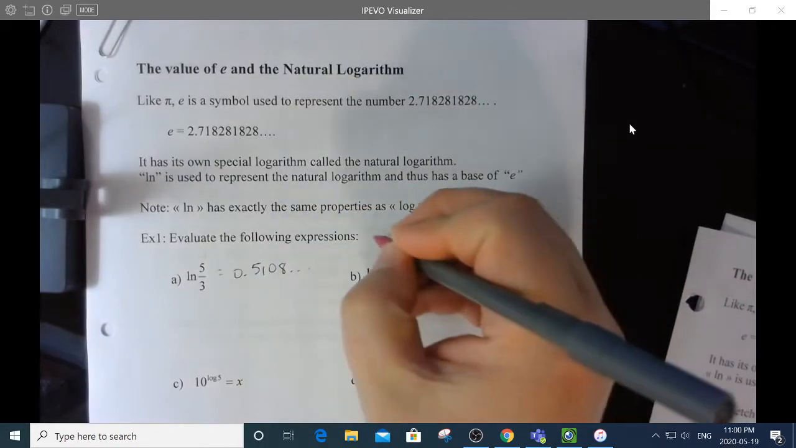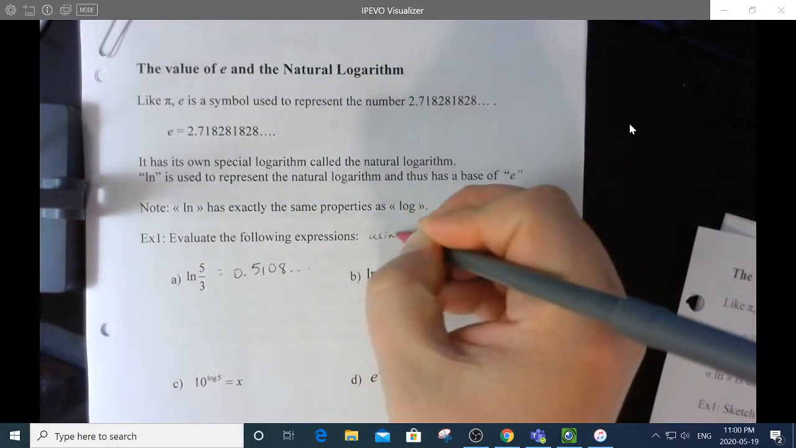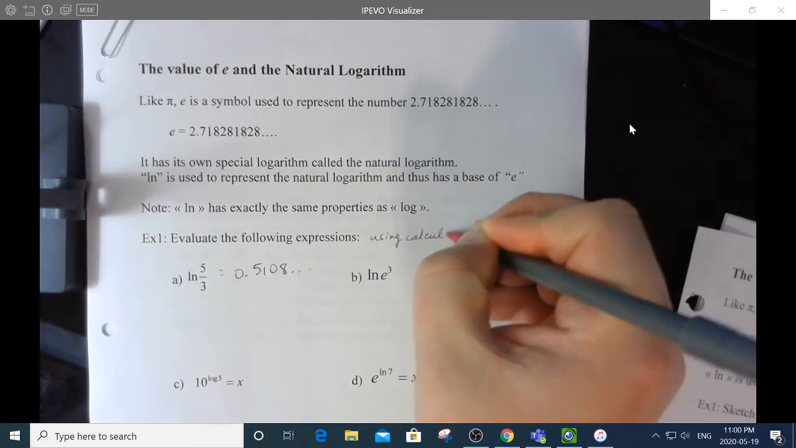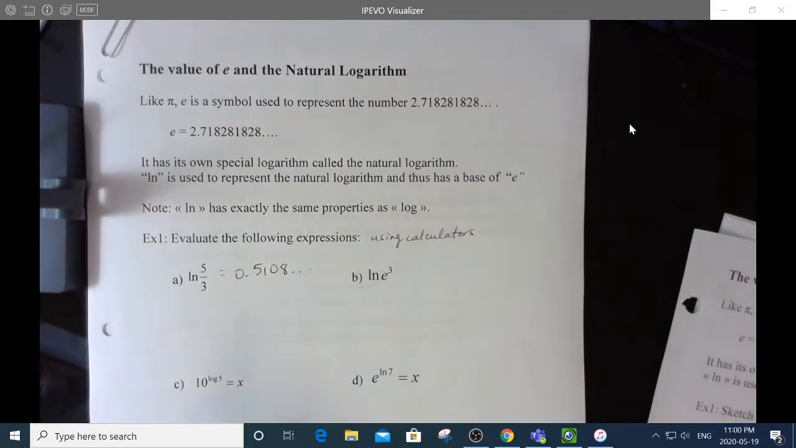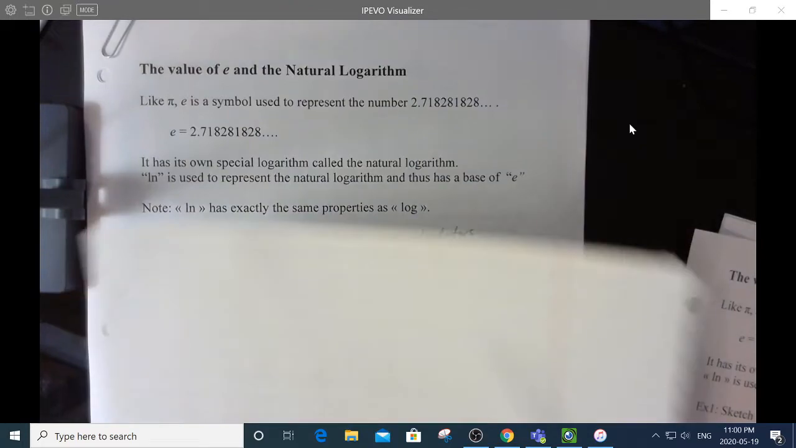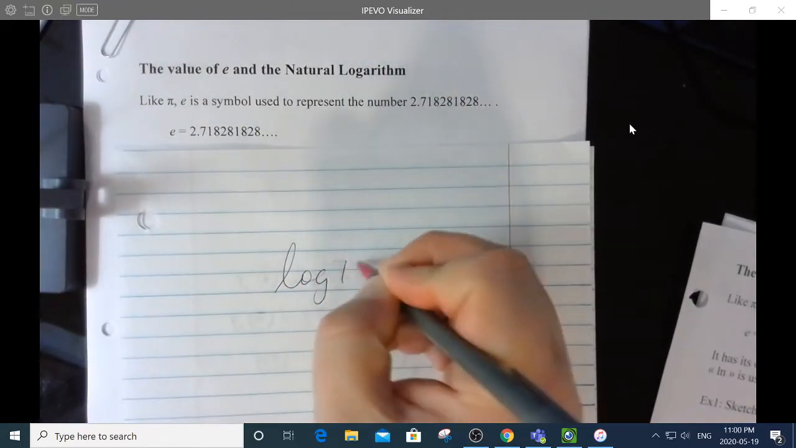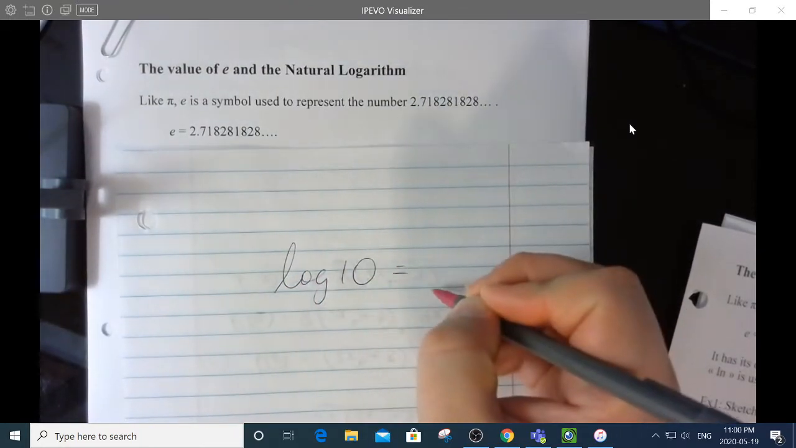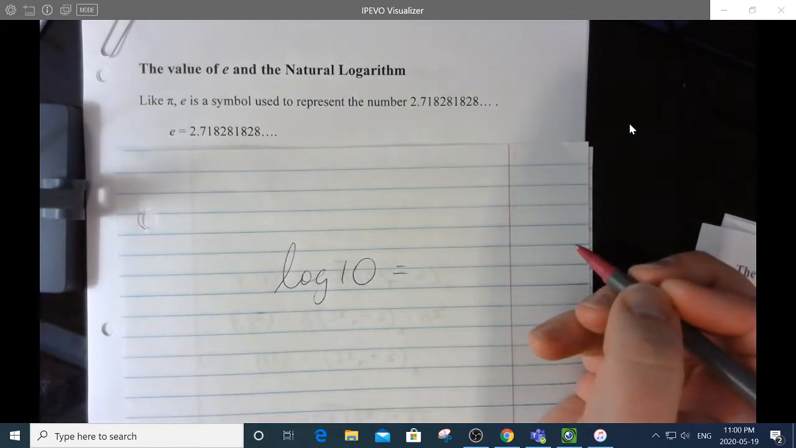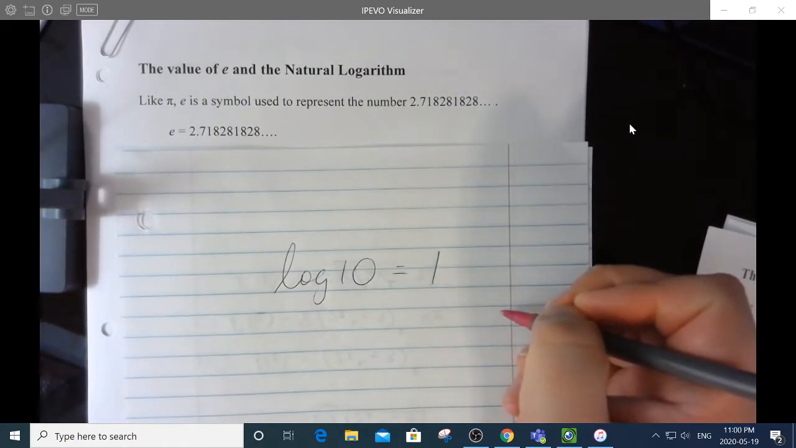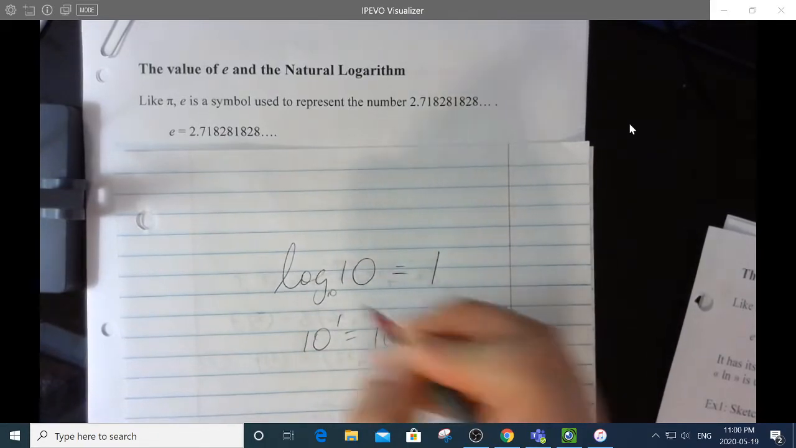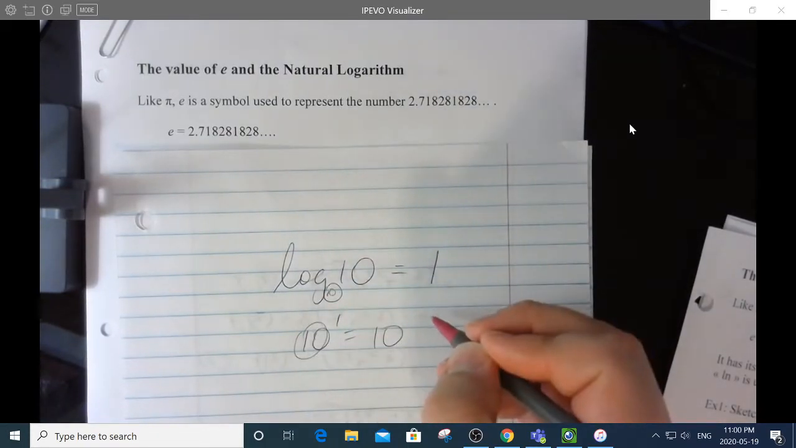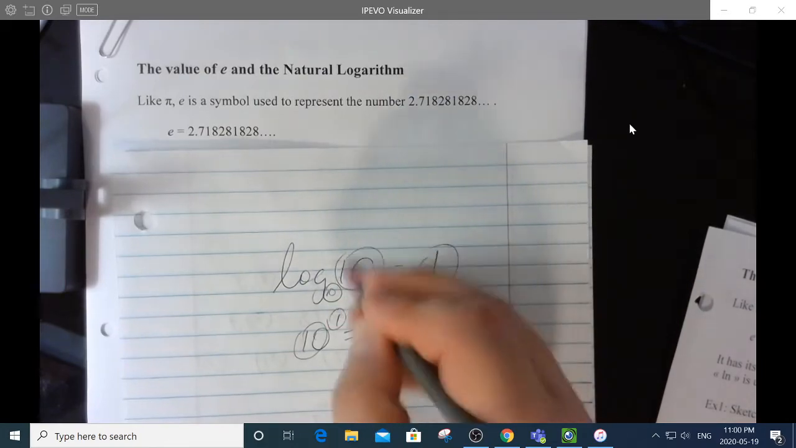So obviously these are all going to be using either calculators or logic. And here's what I mean by logic. Now, think about what this is saying. Remember a few minutes ago, I pointed out that log 10 is, what would log 10 be? 1. Why? Because remember, this base is 10, and 10 to the power of 1 is 10, right? That's the 10, that's the base, there's the exponent, and there's the argument, right?